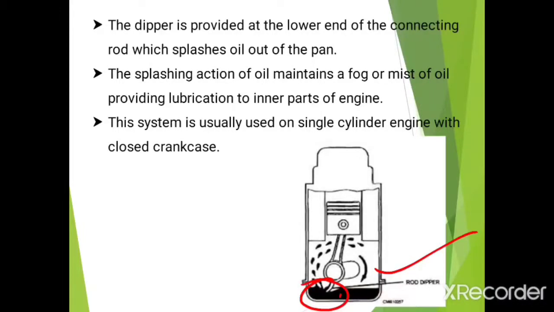When it dips into the oil, it splashes the oil and that spreads all over these parts of the engine. The splashing action of the oil maintains a fog or mist of oil, providing lubrication to the inner parts of the engine. And this system is usually used in a single cylinder engine with a closed crankcase.